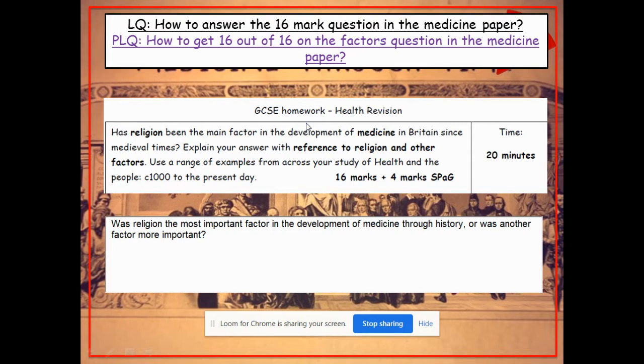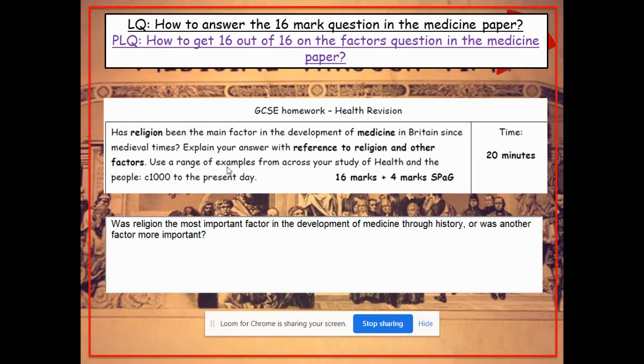In terms of what this question is actually asking you, getting rid of all the extra words and the details that the examiners add to questions, I've tried to rewrite it out below. I would say: was religion the most important factor in the development of medicine through history, or was another factor more important? This is really asking you to come to a judgment. So overall, how can you explain whether another factor was more important or whether religion was the most important?